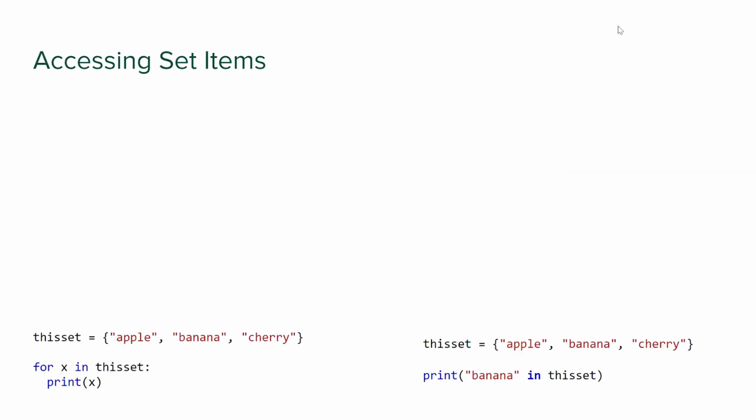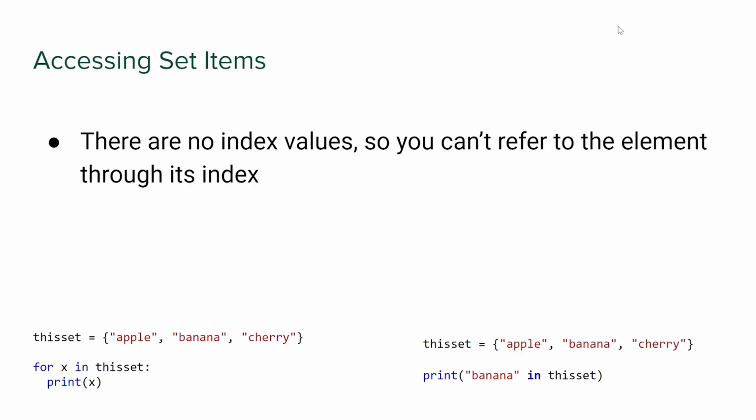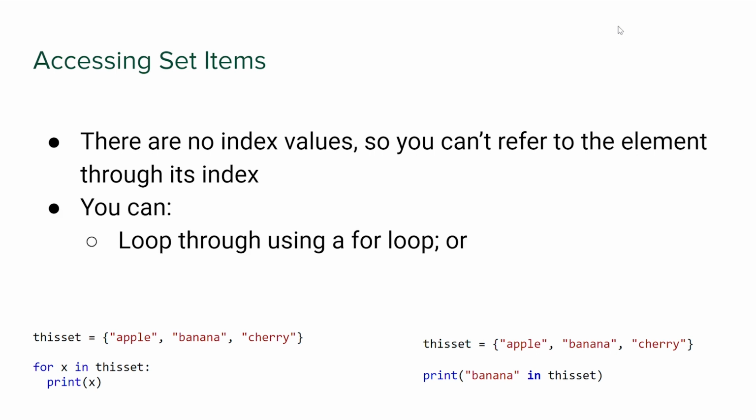So accessing set items, how do you do this? There's no index value, so you can't refer to an element by its index. Rather, you can loop using a for loop or check if the element is in the set. For looping, you just do for x in the set, print the x value. You're not using any len function or anything, you're just looping through and saying, for each element in the set, print it. In no particular order, so that for loop could print apple, cherry, banana. It could print banana, cherry, apple.